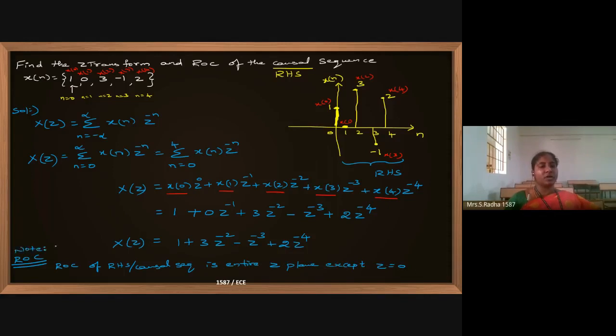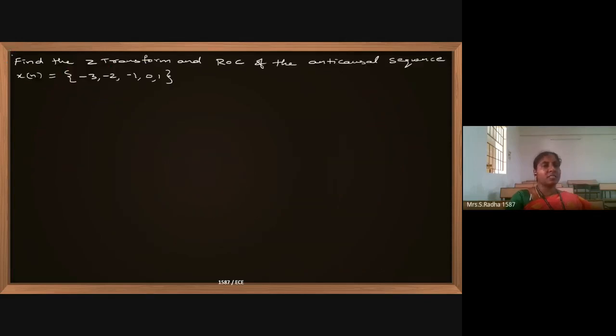This you have to remember. ROC for right-handed signal is entire z plane except z equal to 0. Okay, this is about the first problem. This is the first problem in Z transform. Now I will go to the second problem in Z transform.